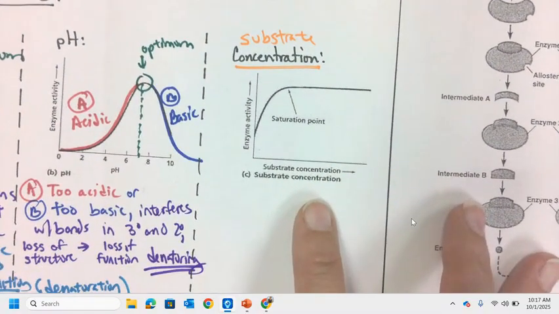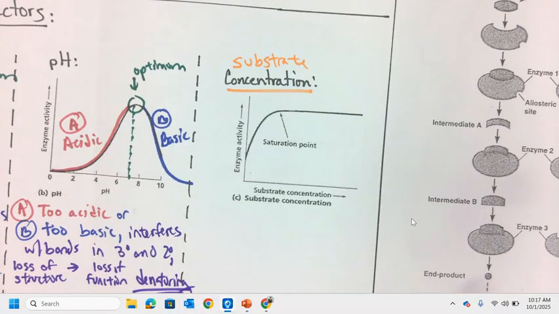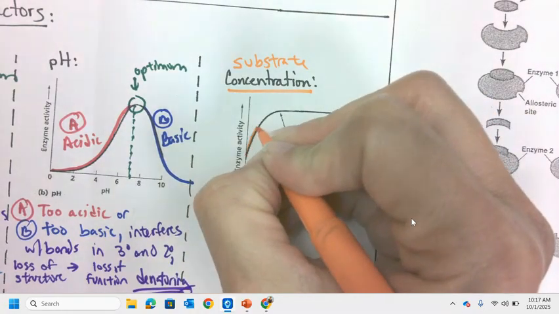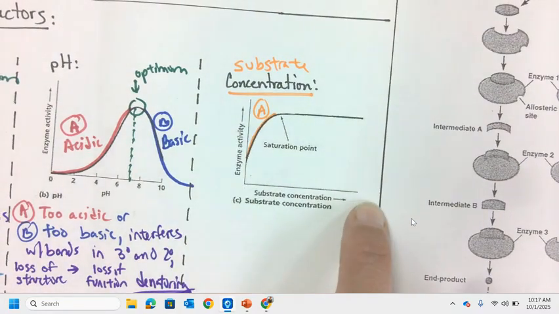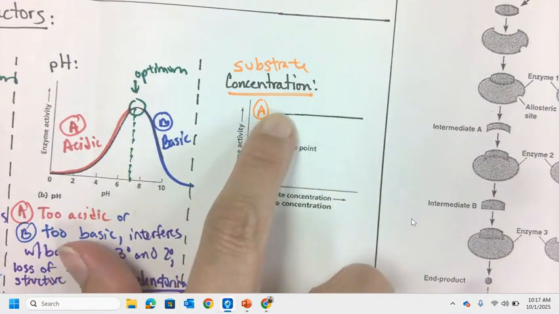So let's look at the substrate concentration graph, right? This really determines the efficiency of the reaction. You can see this part A, right? As substrate concentration increases, rate of reaction increases rapidly.